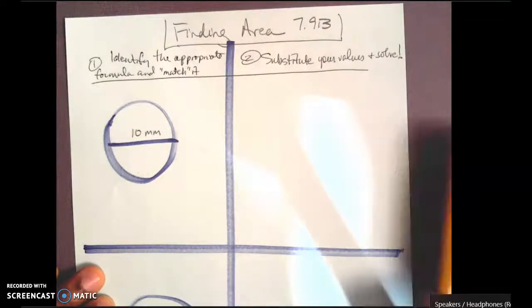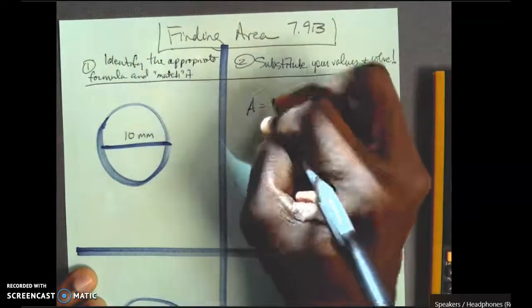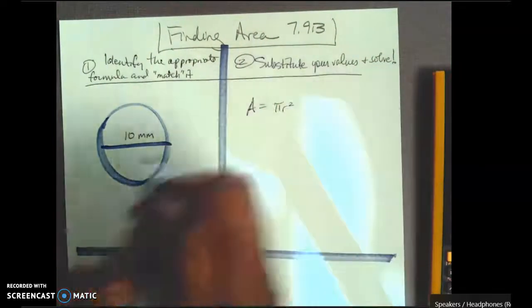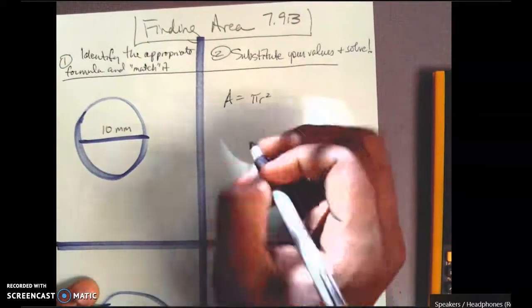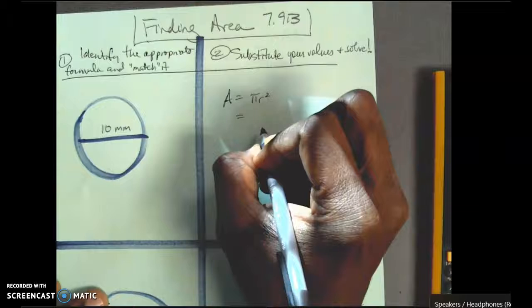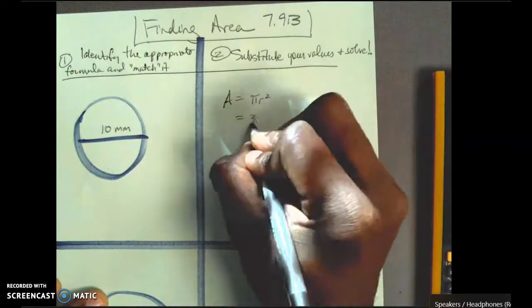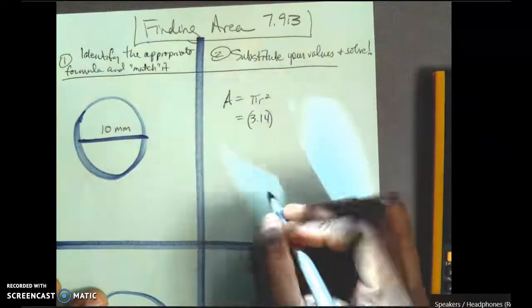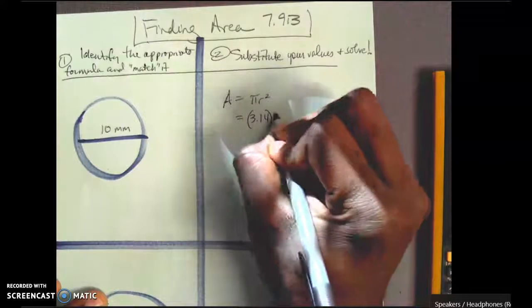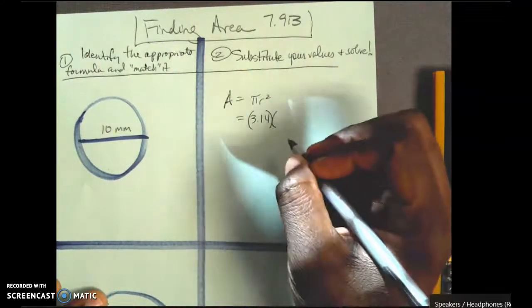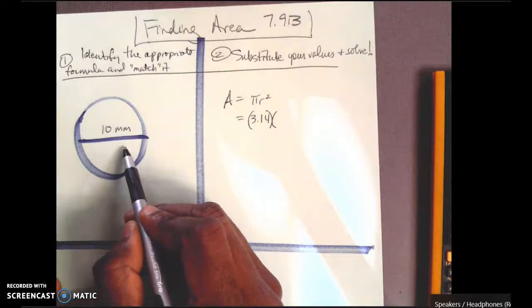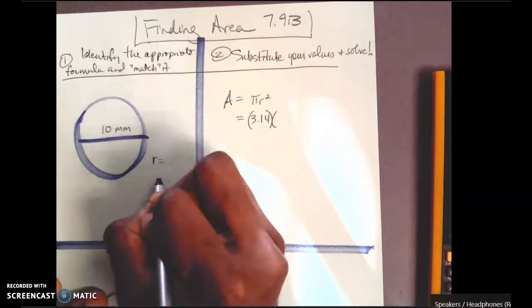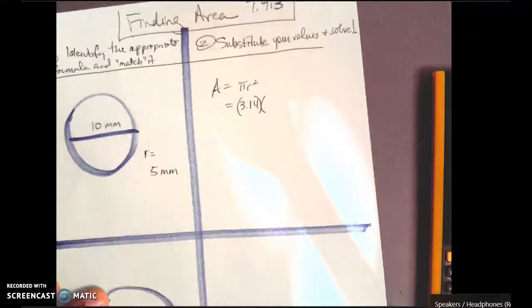So let's look. We know that our formula to find the area is going to be pi r squared. Now, I'm also using a pen for the sake of this video so that we can see everything. Our version of pi that we're going to use is 3.14, our approximation of pi. And we are going to use the radius. Now, we are given a diameter, but what is our radius? Remember, the radius is the halfway point of our diameter. So our radius is going to be 5 millimeters in this particular case.